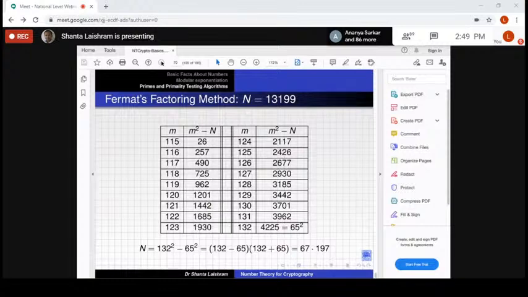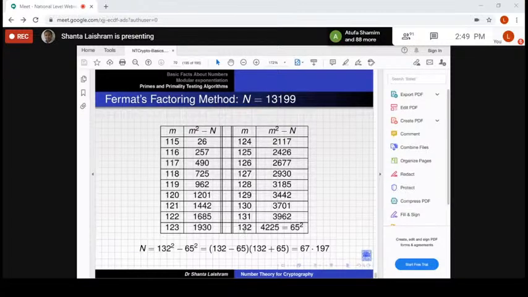So you want to factor 13199. You try to find numbers such that you can write n as a squared minus b squared. You start with a number m which is strictly bigger than the square root of 13199 and take the difference m squared minus n. So 115 squared is bigger than n. You take 115 squared minus n, which is 26, not a square. You take 116, 117, and so on. You keep on taking until m squared minus n becomes a square.